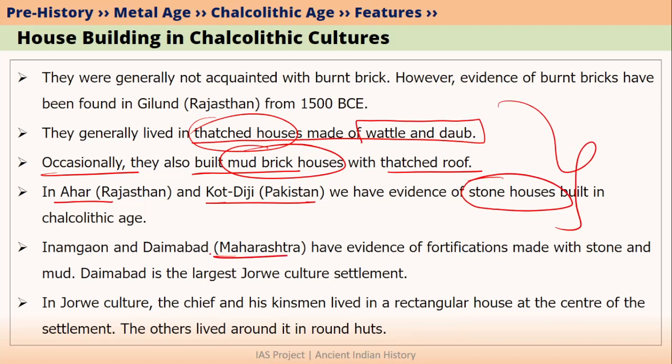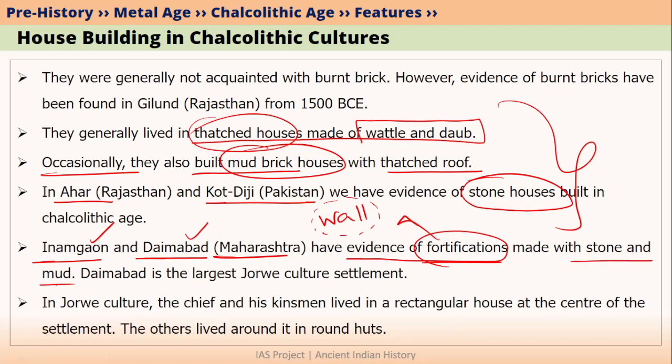In case of Maharashtra, particularly in Inamgaon and Daimabad, we have also found evidence of fortifications. Fortification is basically a wall that is surrounding the entire village or the entire town. So in Inamgaon and Daimabad, we found fortifications that were made using stone and mud. And this type of fortifications were generally present in large villages, not in small villages. And Daimabad is actually the largest Jorwe culture settlement. That is why it is not a surprise that we have found such kind of fortification in Daimabad.